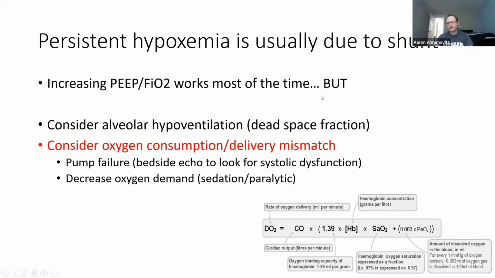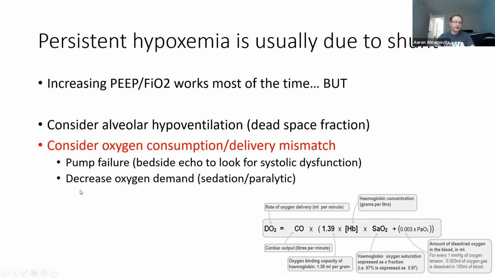But if you're thinking that the persistent hypoxemia and these maneuvers aren't really working, other things to consider are heart failure, or an oxygen consumption or delivery mismatch. So patients that have advanced heart failure won't respond a whole lot to increasing parameters on the ventilator because their problem is pump failure. So this is why it's good to always have the bedside echo nearby to look for systolic dysfunction. If somebody has trouble oxygenating on the ventilator, I do an ultrasound exam, both of the heart and the lungs, to see what's going on.